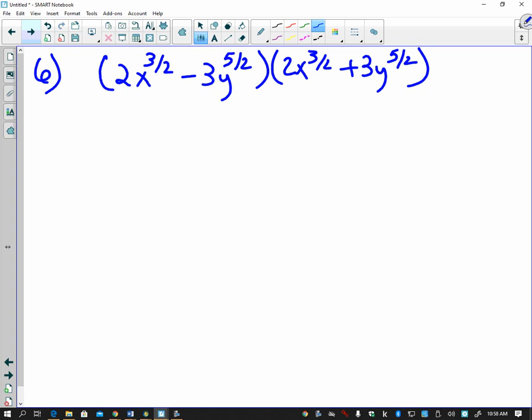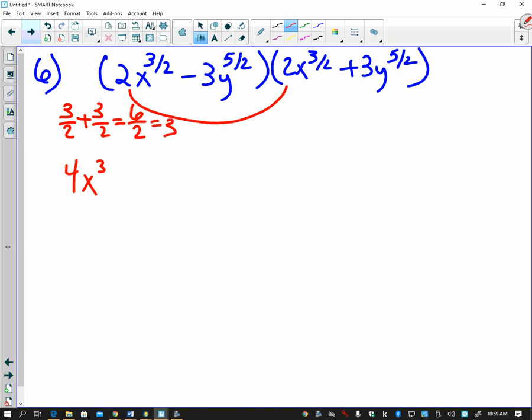Okay? But I need to know something about what's going to happen with the exponents. What's 2 times 2? 4, so that's fine. What do I do with those exponents? Add them. So I'm going to get 3 halves plus 3 halves, which is 6 halves, which is equal to 3, so I get 4x cubed. Okay, does that math make sense? Okay, now we're just doing this set right here, so we don't have to do any extra work.